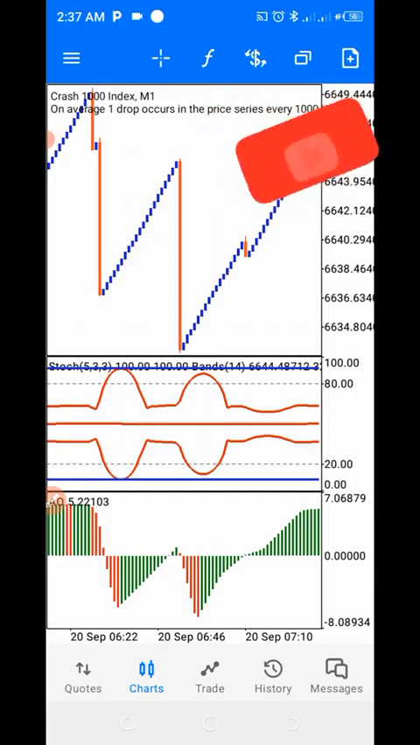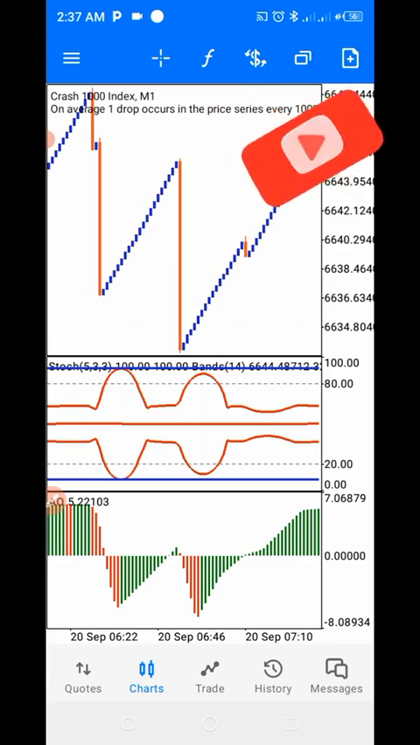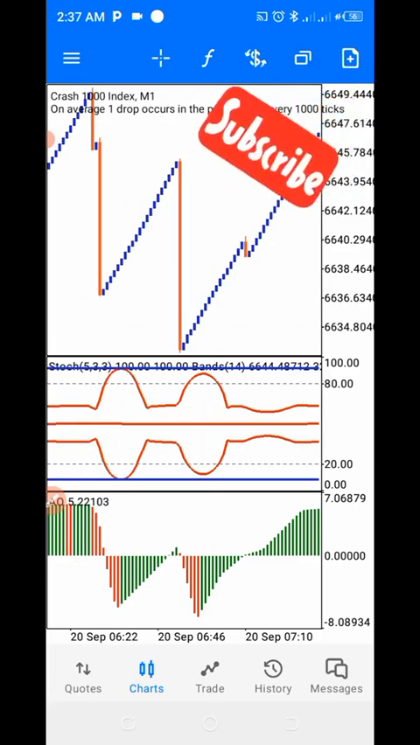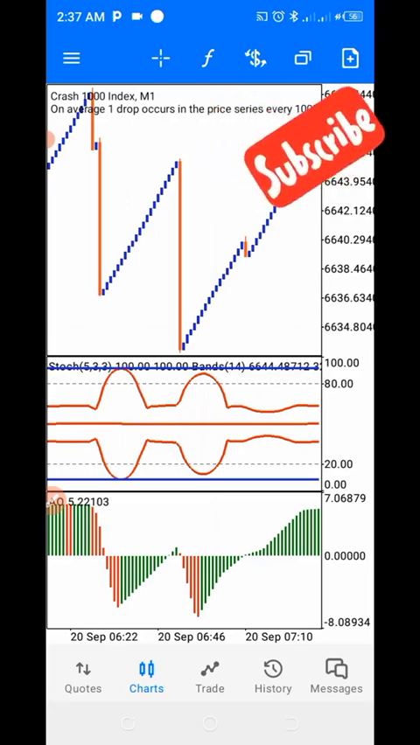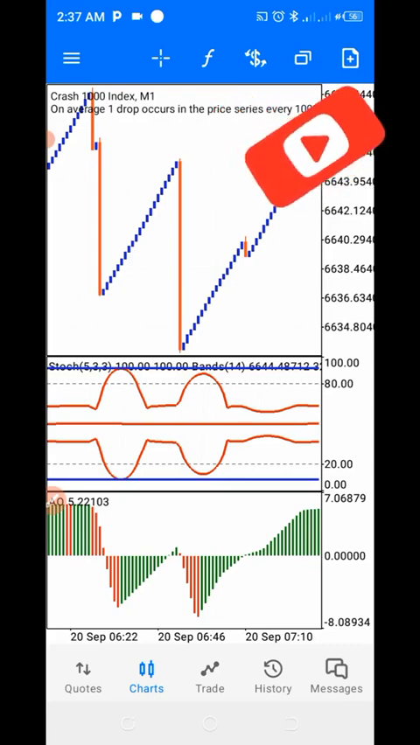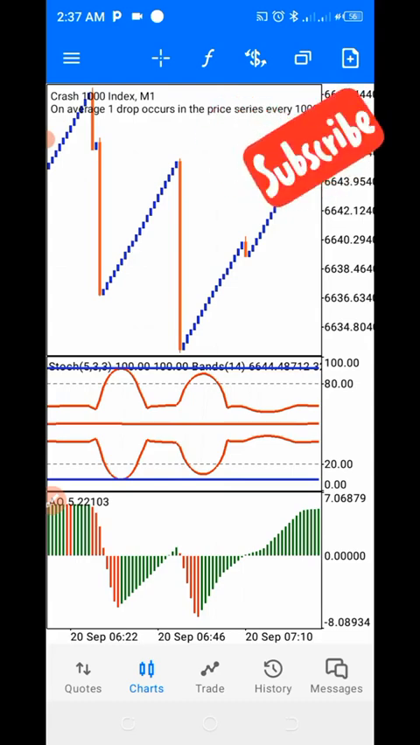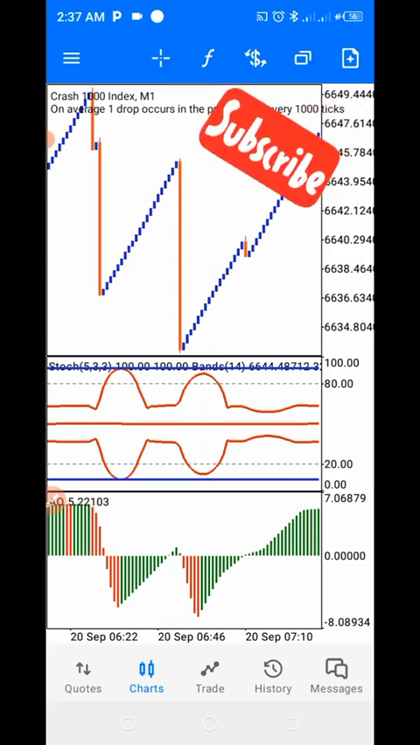So guys, the strategy is going to be very simple. Like I said, it is an Avenger strategy. This strategy is going to make everything you have lost to your broker, it is going to take it back from them. It is going to pay you back in manifolds.